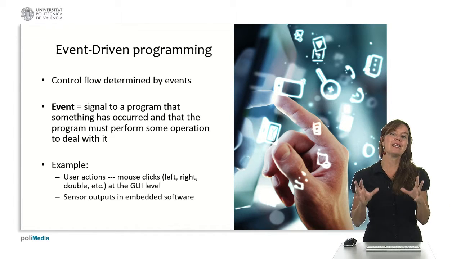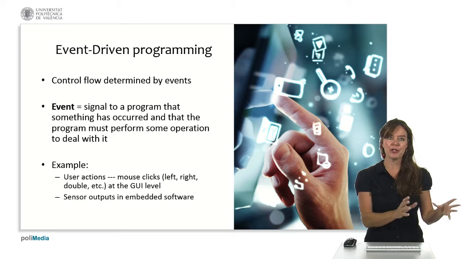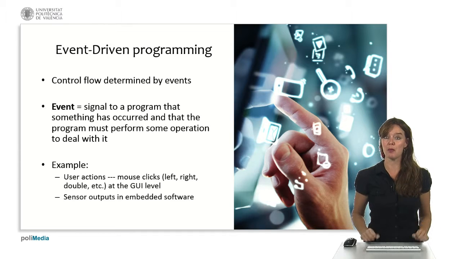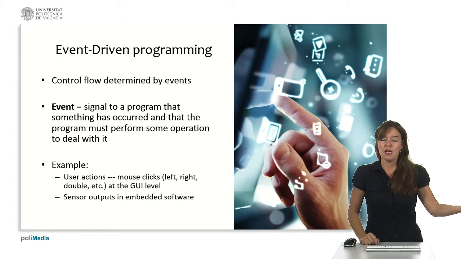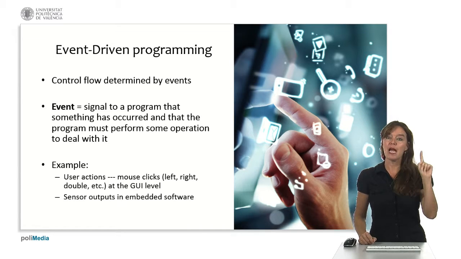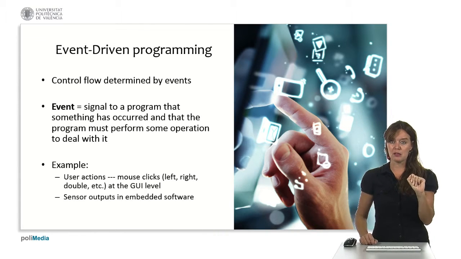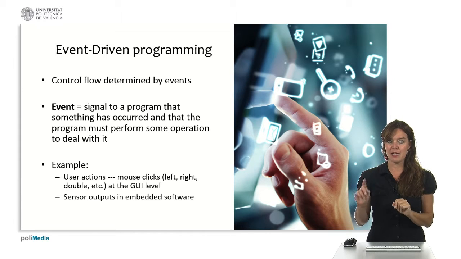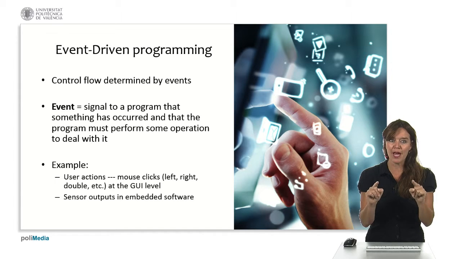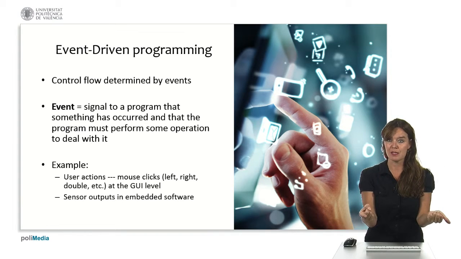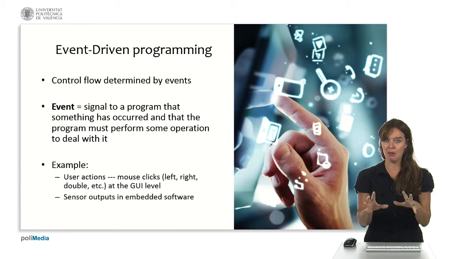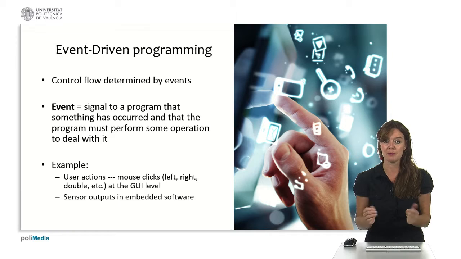Something has occurred and it indicates to the program that this has occurred and you have to deal with it by doing some operation. So for example, user actions. If we're using a user interface and we click on some button or we type some text and we say okay, then we send a message to the program saying okay, the user has done this event, respond to it. So we need to do something about it and give the user the response that he expects.